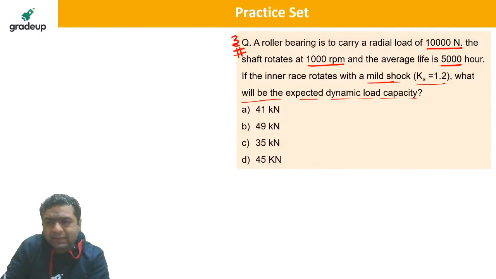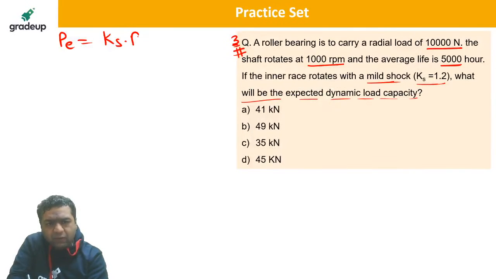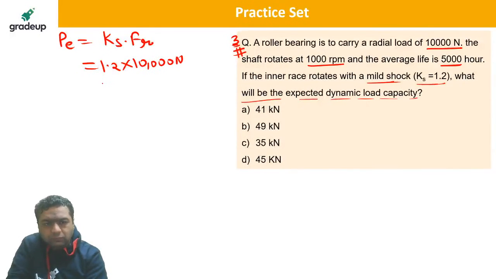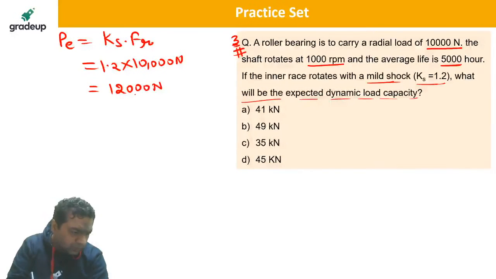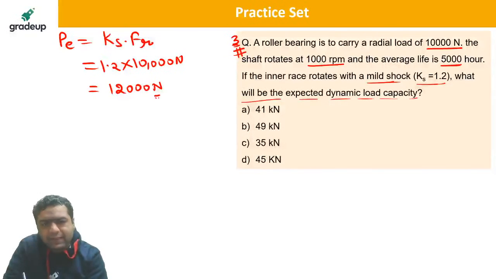Yes guys, so this is the question. As this shock factor is given, when you find the equivalent load, you will multiply Ks with the radial load. So it will be 1.2 into 10,000, which is 12,000. This is the thing I want to make you learn in this question.